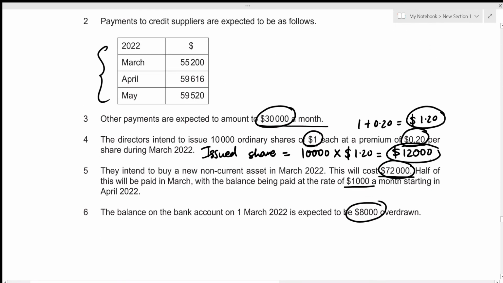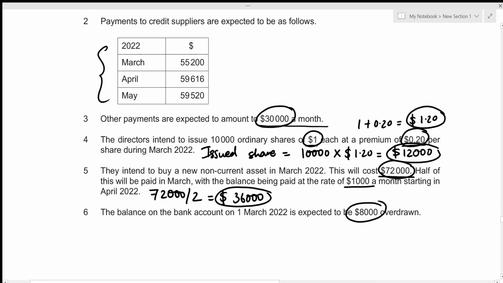We were also told that they intend to buy a new non-current asset in March 2022. And this new non-current asset costs 72,000. And half of this will be paid in March. So that means that the half of 72,000 is going to be the payment for March. Let's calculate that amount. That's just going to be 72,000 divided by 2, which gives us the total amount of 36,000. So 36,000 should be recorded as a payment for the purchase of non-current assets in the month of March.